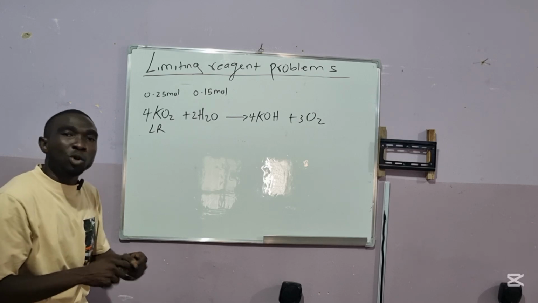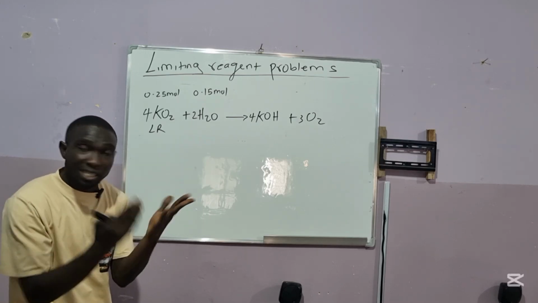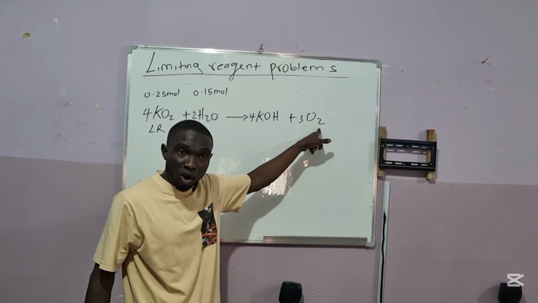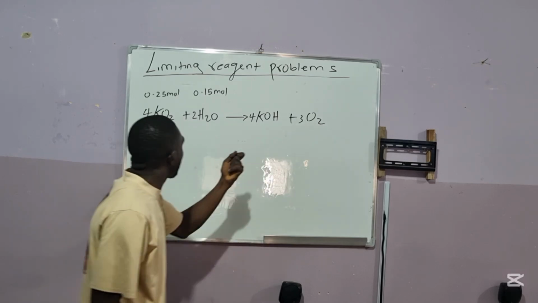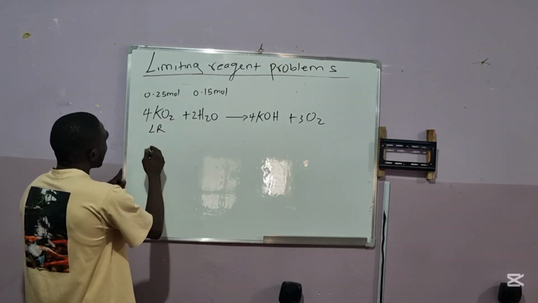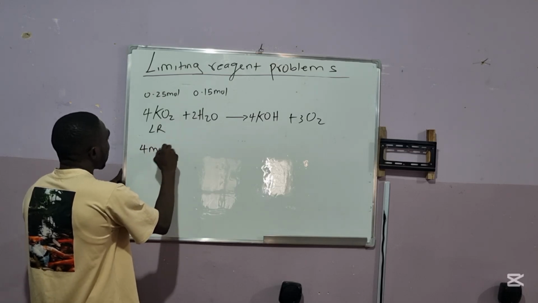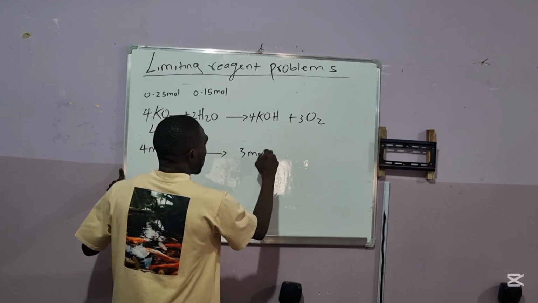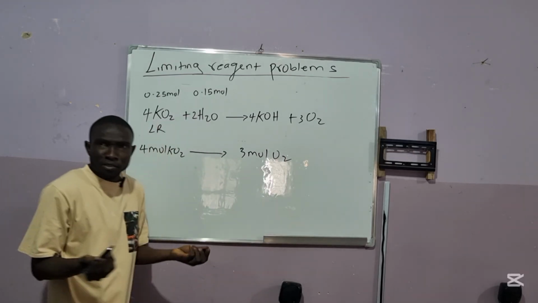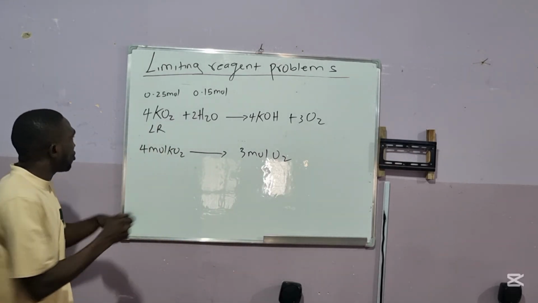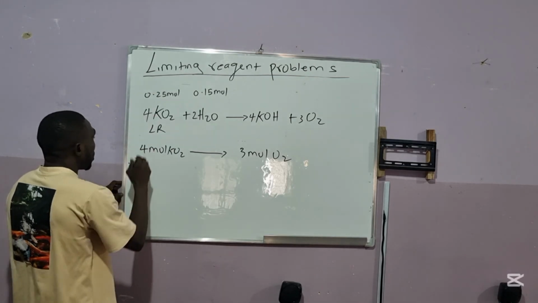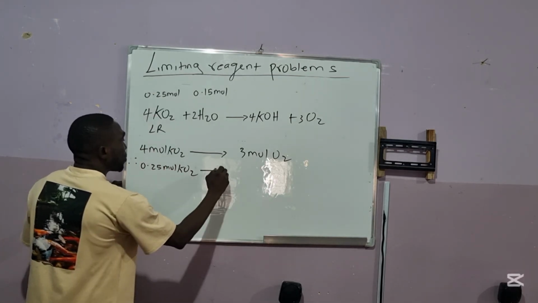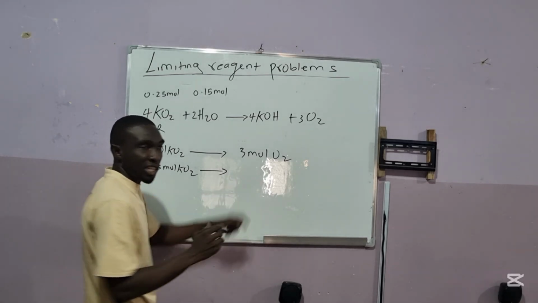So we're going to do a very simple stoichiometry connecting potassium superoxide and oxygen. From the balanced equation, we can see here that 4 moles of KO2 will produce 3 moles of oxygen. Very simple. So therefore, 0.25 moles of KO2 will produce what amount of oxygen? Let's check it out.